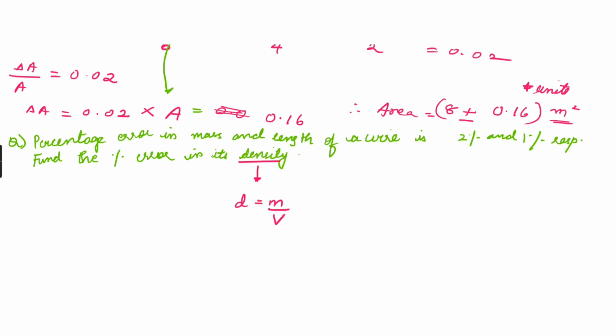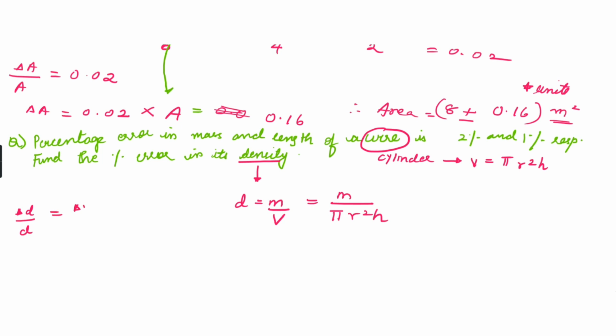So how will you write the relative error in density? Del d by d is equal to del m by m plus 2 times, because it's r square, right? So 2 times del r by r plus del h by h. So here the radius is not given. Okay, so let me give the percentage error in the radius as 3%. So mass is 2%, radius is 3%, and length is 1%. Length and height both are the same here.